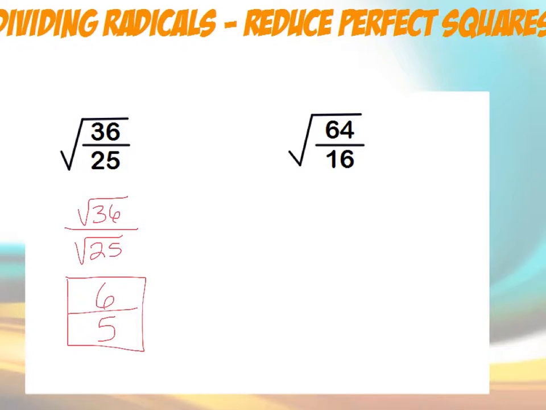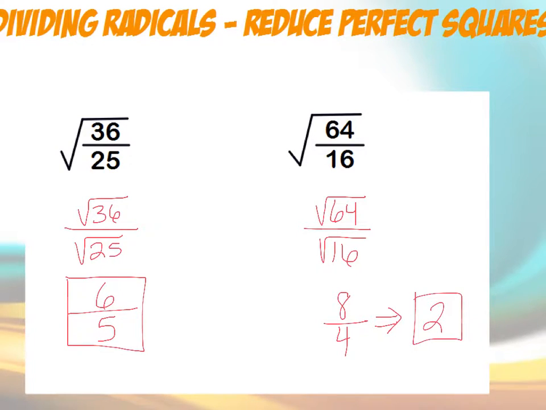Same deal going on. If you see perfect squares, you're always looking to reduce those. Separate it. Now, whether or not you have to show this step, that's kind of optional. That would reduce to 8/4. But sometimes your answer can continue to reduce. Well, 8/4 is just 2. There's my answer.